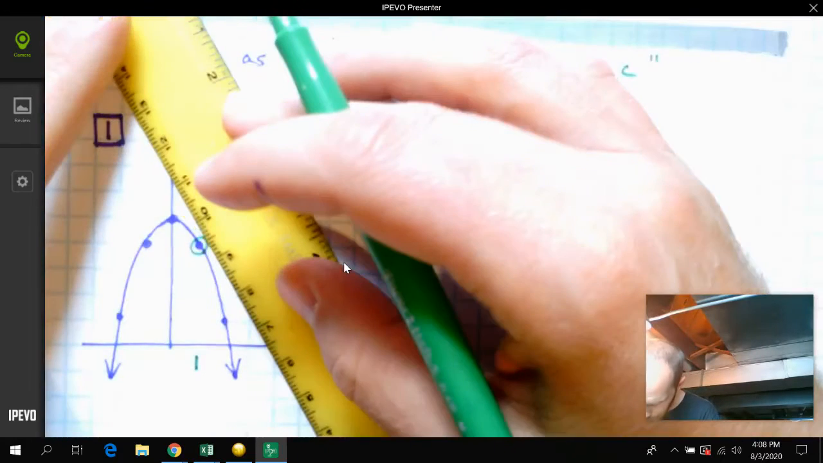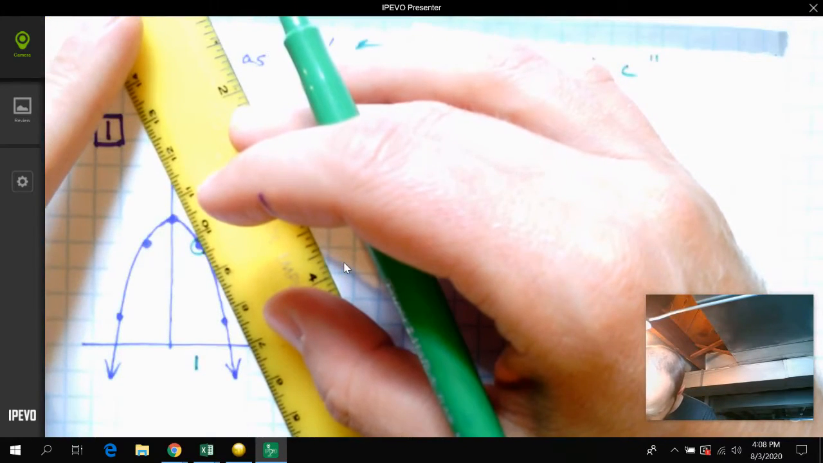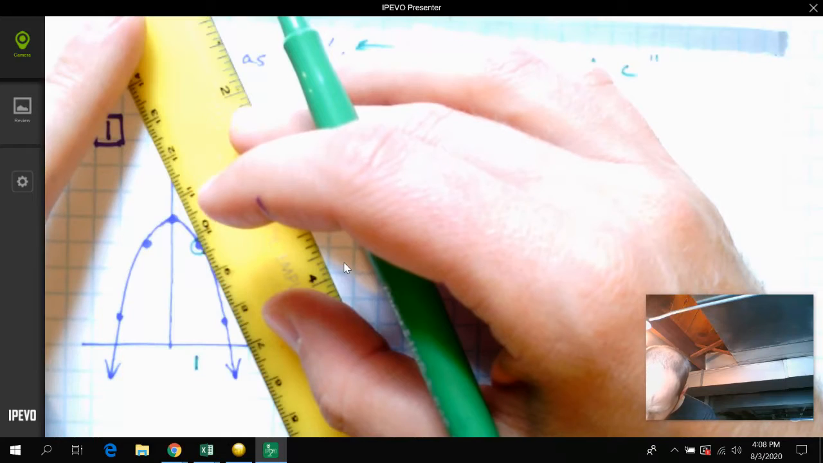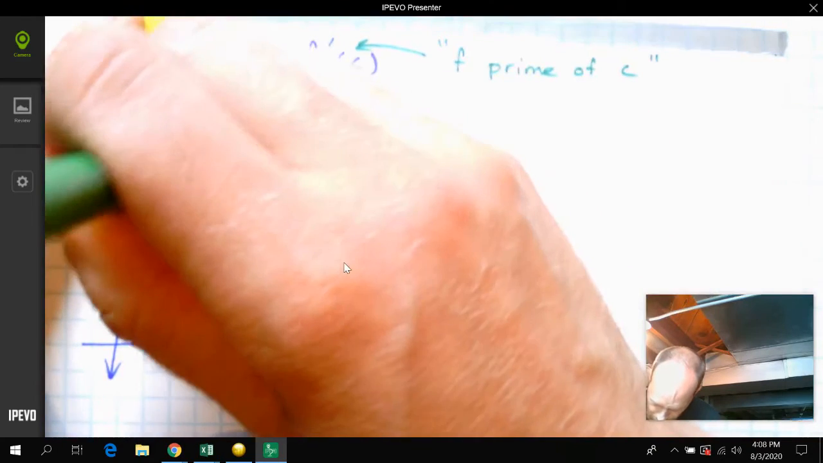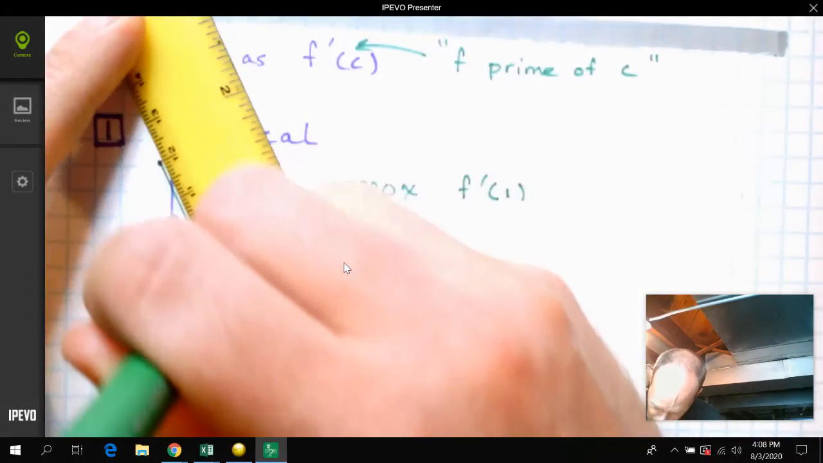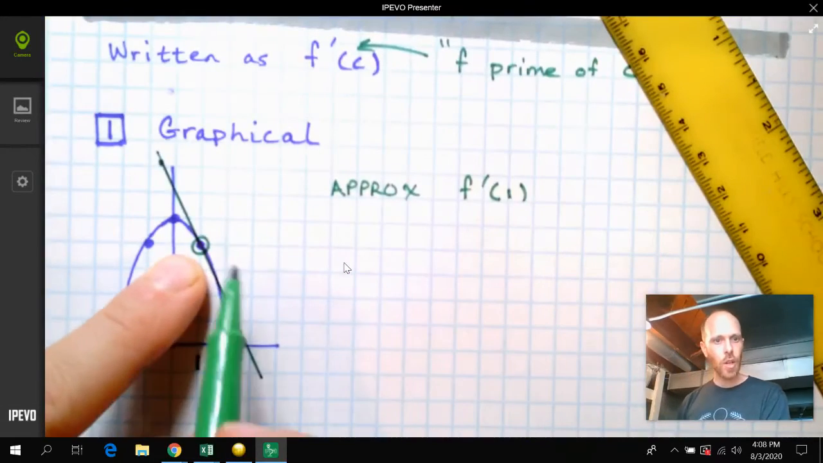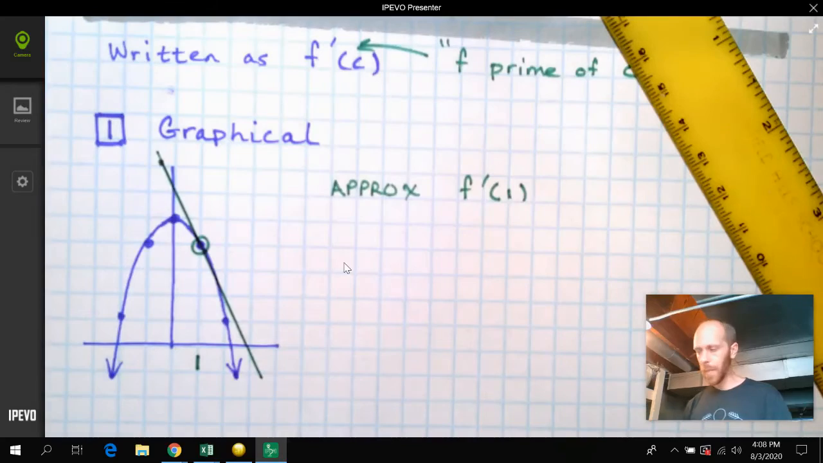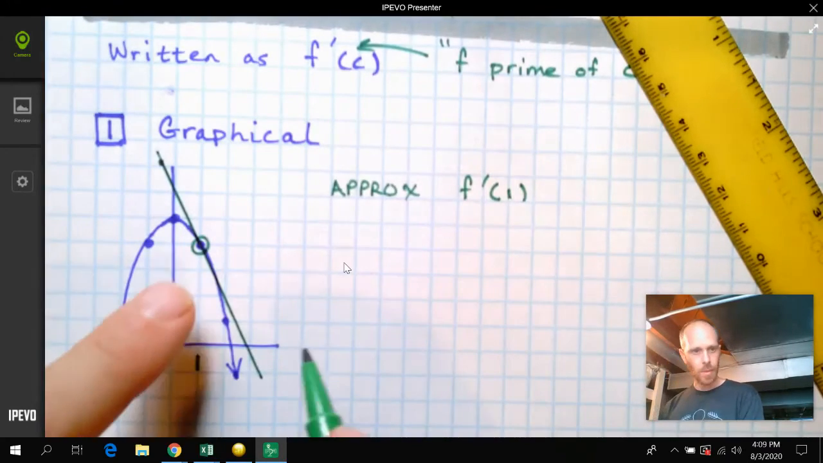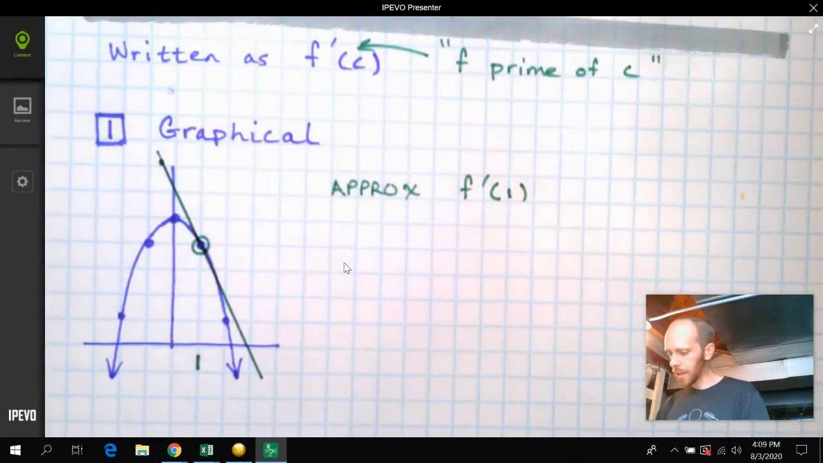Now, you don't have to do this perfectly, but I'd like you to try to be as accurate as you can. Try to line up the straight edge so that it comes nice and close to that point. So there's my line.